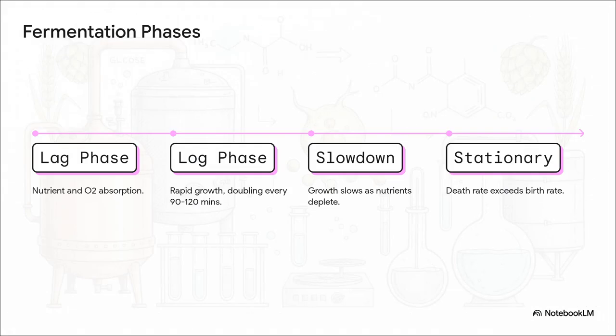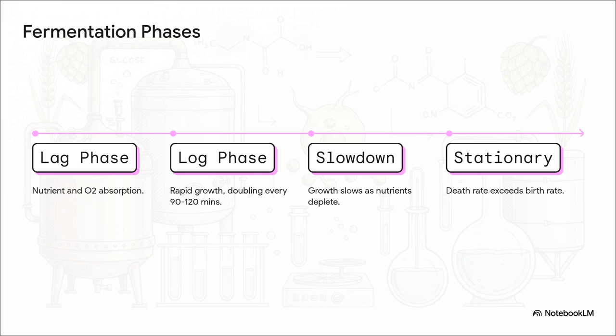If we break that timeline down, we see 4 distinct biochemical phases. First is the lag phase. Gravity is totally stable here, while the yeast acclimatizes, soaking up oxygen and nutrients like a sponge. Next up is the log, or exponential phase, kicking in about 6 to 12 hours after pitching. This is explosive. Cell numbers can double every 90 to 120 minutes, and this is exactly when your gravity drops off a cliff. Following that is the retardation phase.